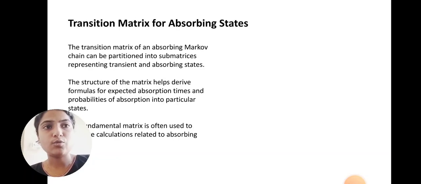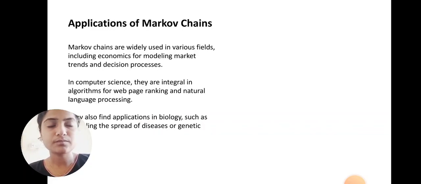Transition matrix for absorbing states. The transition matrix of an absorbing Markov chain can be partitioned into submatrices representing the transient and absorbing states. The structure of the matrix helps derive formulas for expected absorption times and the probabilities of absorption into particular states.